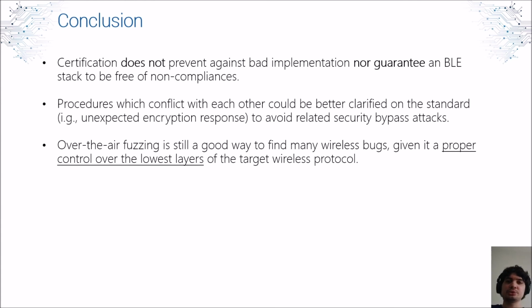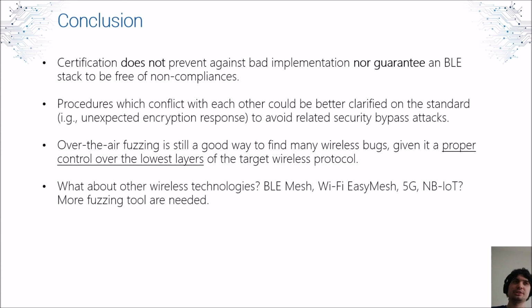Our work also shows that fuzzing is still relevant. Given that you have access to the lowest level of a wireless protocol, it's possible to find many issues there. This sparks another question regarding what happens to other protocols and their security. Are they secure, or are they as vulnerable as what we found, such as BLE mesh, Wi-Fi mesh, maybe 5G or even NB-IoT? So in general, we believe that more fuzzing tools are needed to cover these other types of technologies.